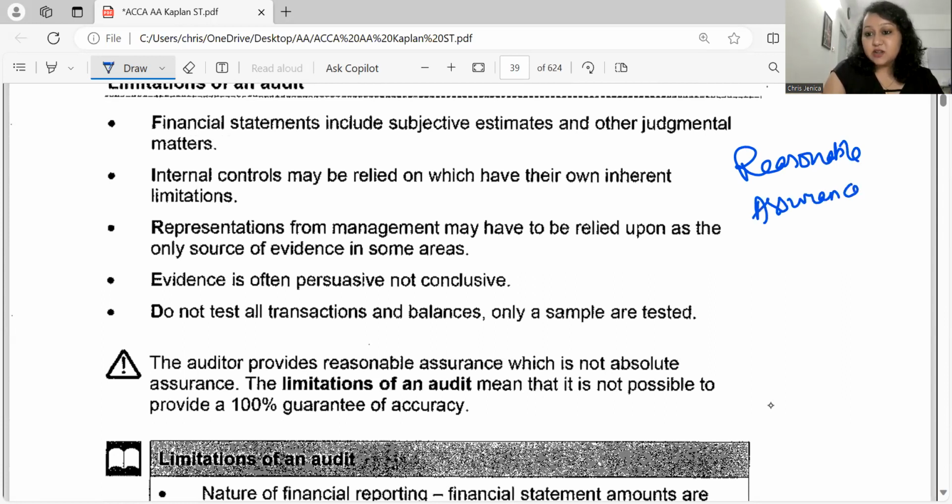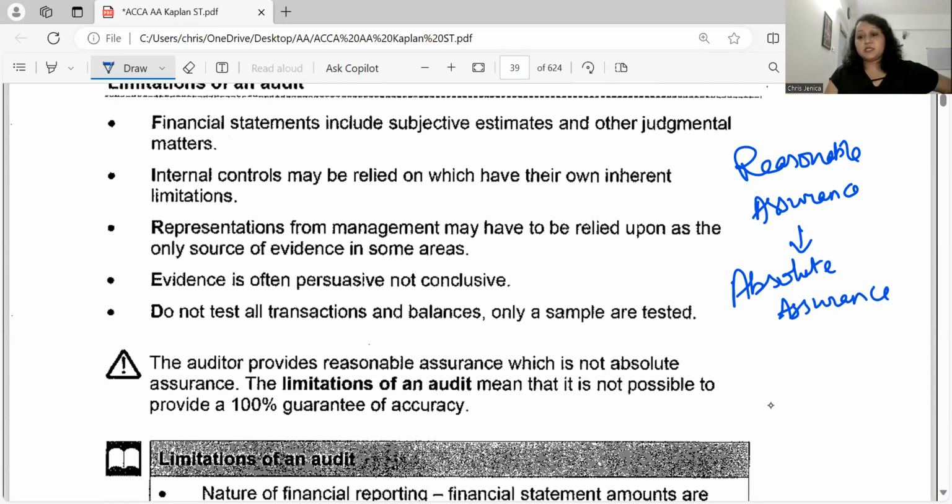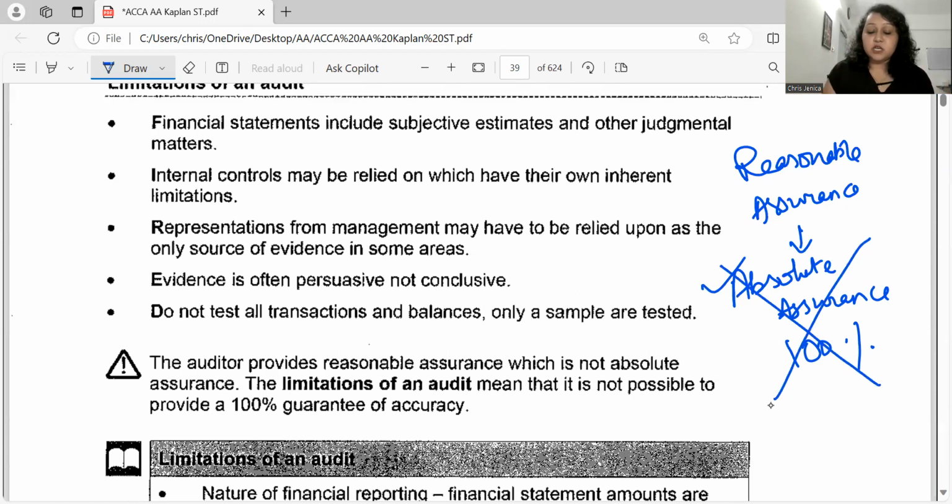Why is this a limitation? We are not providing an absolute assurance. What is an absolute assurance? Absolute assurance is where you are telling, yes, the financial statements that I've audited are 100% true and fair, and 100% free from any errors and material misstatements. That is called absolute assurance. Can we conclude and give an absolute assurance? No, we will not be able to provide an absolute assurance.